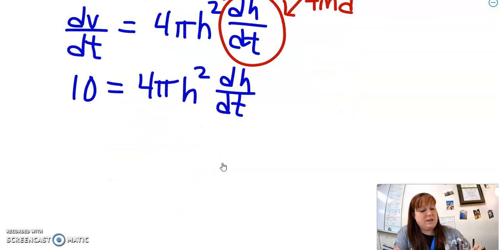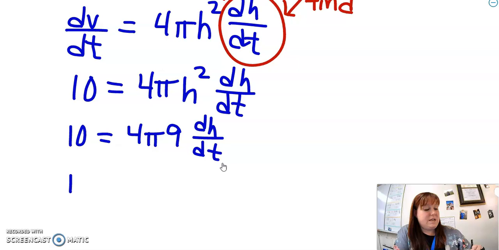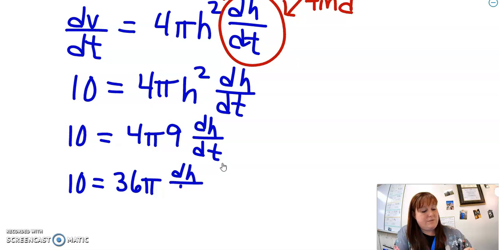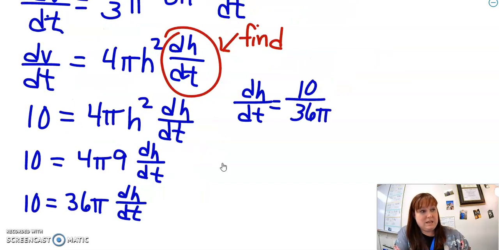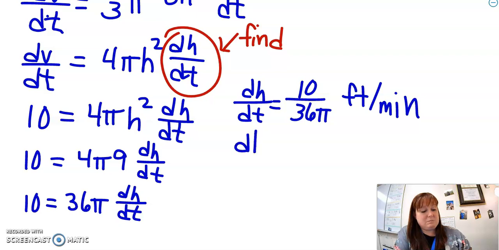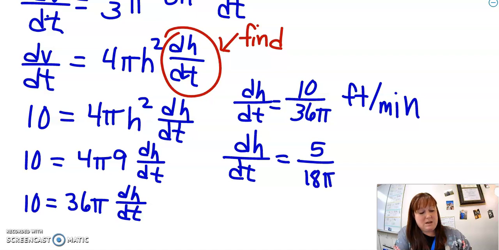So I can come back down here and I can say 10 equals 4 pi, 3 squared is 9, dh/dt. So I have 10 equals 36 pi dh/dt. And I'm still trying to find dh/dt, so I've got to divide both sides by 36 pi. So I have dh/dt equals 10 divided by 36 pi. And that's about it. We can go ahead and label that as feet per minute. And we could notice that we could simplify that. So dh/dt would be 5 over 18 pi feet per minute.